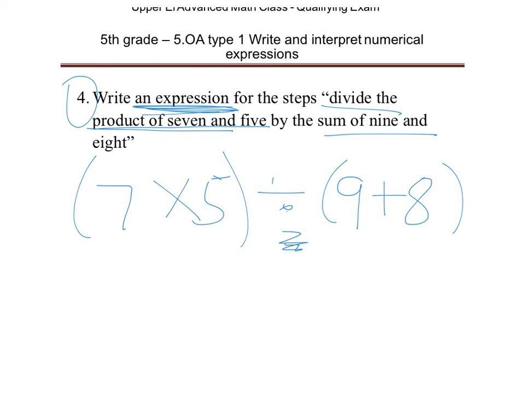Okay, so it's a little bit tricky. You have to read it carefully. You think you're going to start with division, but you're not. You're going to divide a product, so you're going to take the product and do that first, then the division, divide it by the sum.